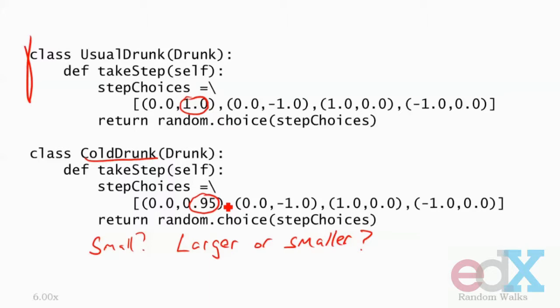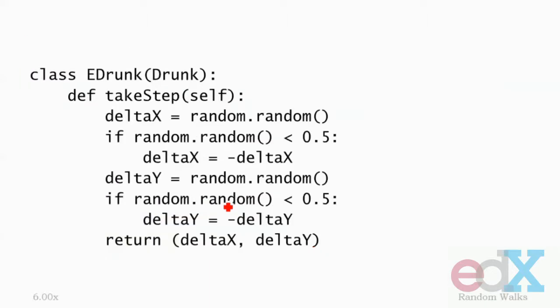But before we do, I want to look at one other kind of drunk, a different subclass, calling this an E-drunk for Euclidean drunk. You may recall that in our first implementation, the usual drunk, we simplified things by saying the drunk moved either east, west, north, or south. I now want to remove that simplification and allow the drunk to, say, move on a diagonal.